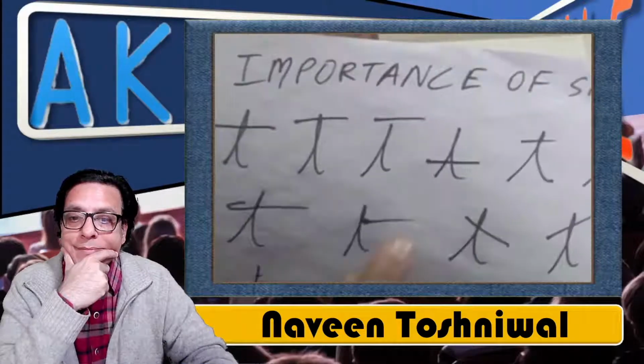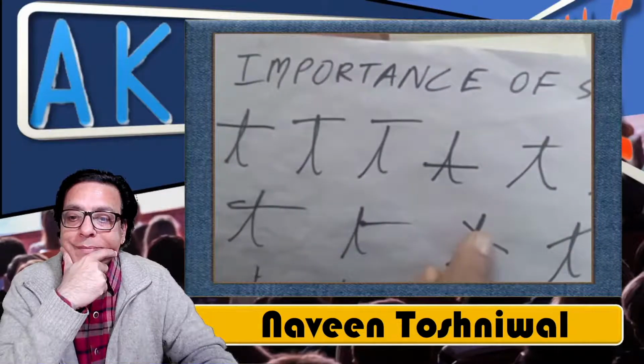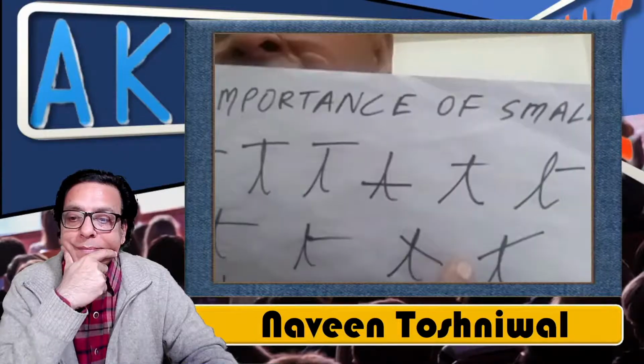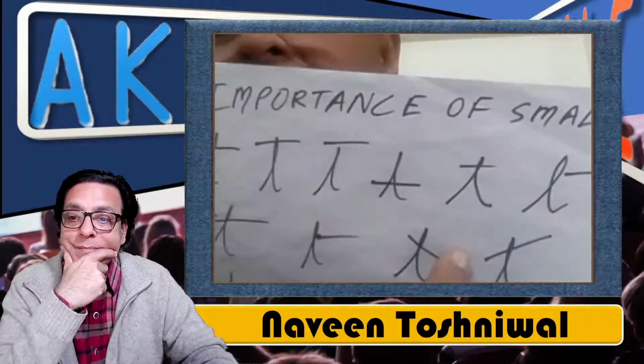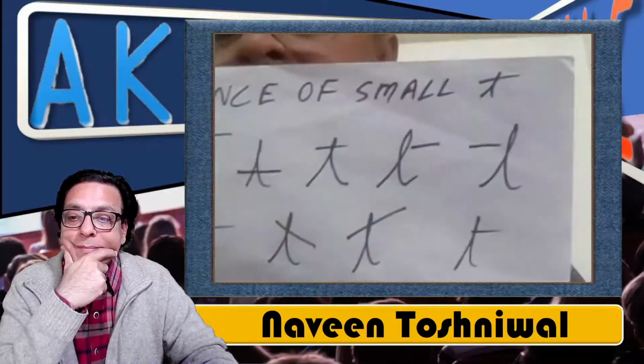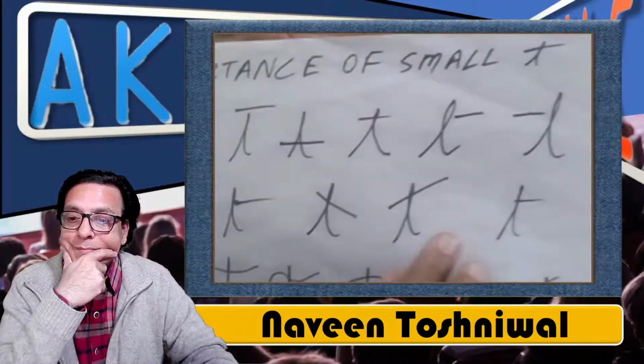The T bar with a down slant indicates people who are dominating. They have a tendency to dominate. A T bar slanting up indicates people who are optimistic, positive thinkers. Okay, now let's come to the next line.